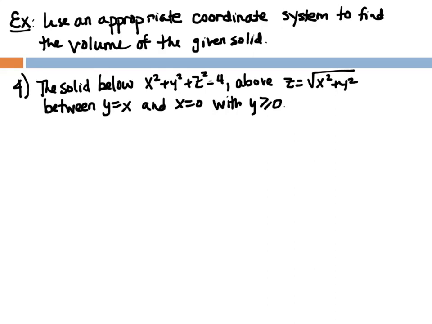All right, so clearly this is spherical coordinates because we have x squared plus y squared plus z squared equals 4. So this piece of information right here automatically lets us know that rho squared equals 4, so rho is equal to 2.